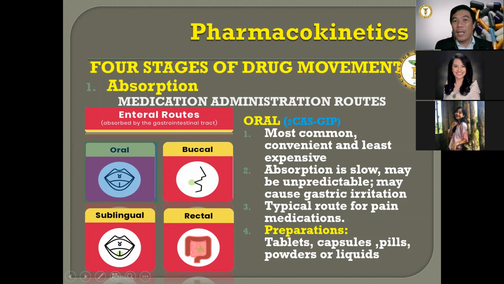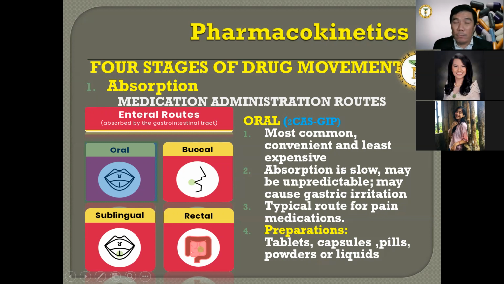Letter A is AS, absorption is low. GI, meaning it causes gastric irritation. And P stands for usually the route for pain medications. So oral is 2 Cas-Gip, 2C, AS, GIP. C, most common, another C, convenient. AS is absorption is low. GI, it experiences gastric irritation. And P, usually for pain or typical route for pain medications.